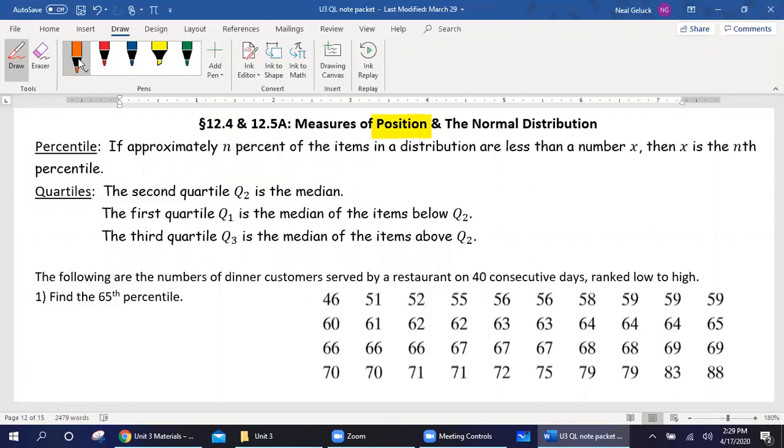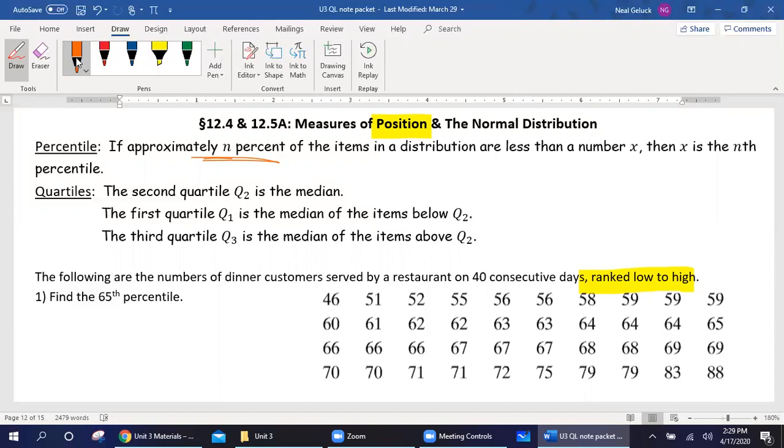A percentile is basically the number that has at least some percentage of items below it. So first thing is that the numbers have to be ranked from least to greatest. So for the first problem here, the numbers are ranked least to greatest. These are the numbers of customers in a restaurant on 40 days. They are lowest to highest as I go left to right, top to bottom. Number one wants the 65th percentile.